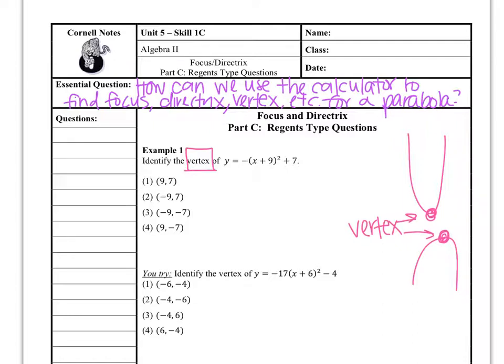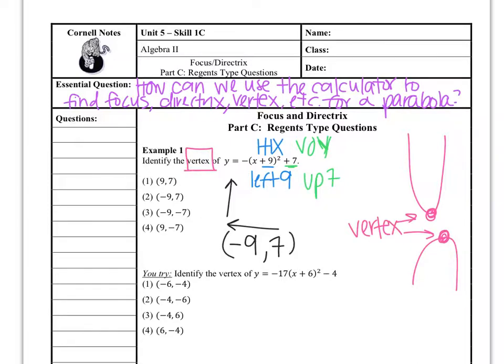It's very, very easy. This says that we need to move left 9 because if you recall Hicks-Voy with our transformations, anything inside the parentheses changes the x's in the opposite direction of what you would think. And then the Voy tells us that this y value, because it's outside the parentheses, needs to go up 7. So if we were to plot that on a graph, we go left 9, up 7. That's the coordinates for the point -9, +7. And then this, of course, now becomes our vertex.